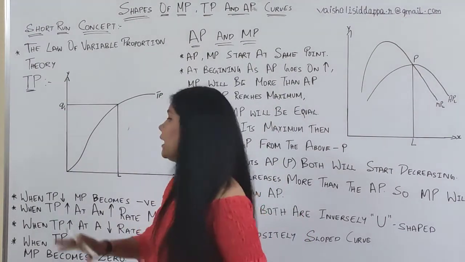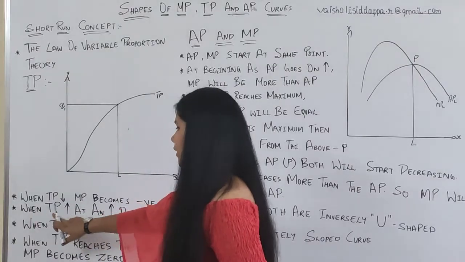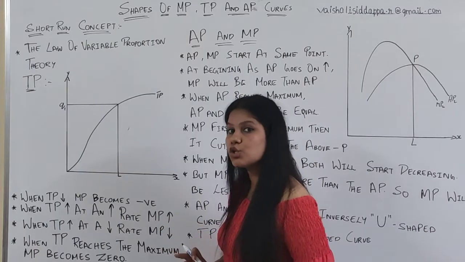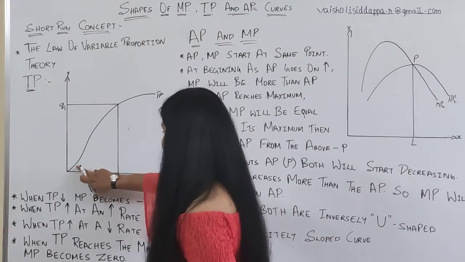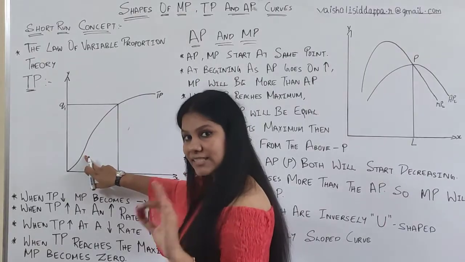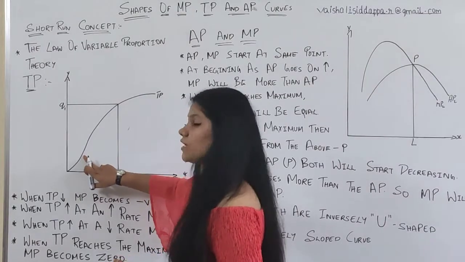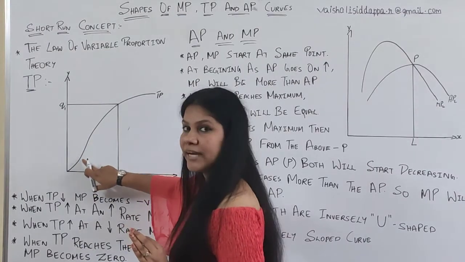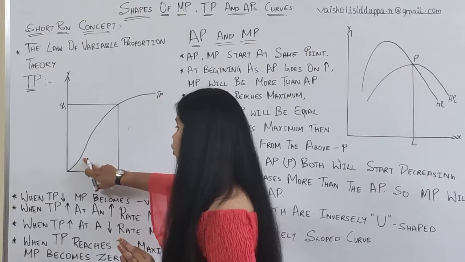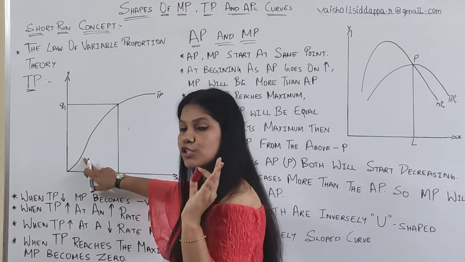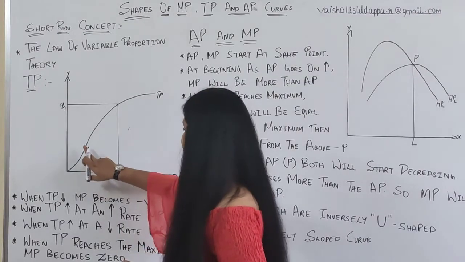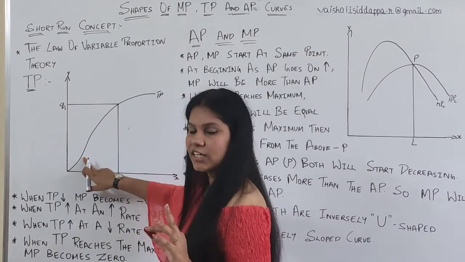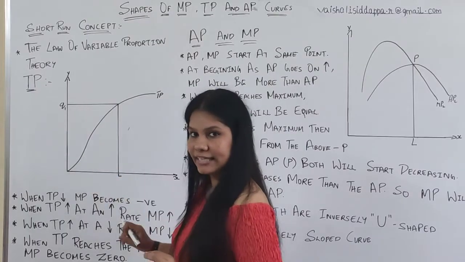Let's talk about the first one. When TP increases at an increasing rate, MP will also increase. That means TP is increasing faster and faster, so the slope is steeper here. In this stage, marginal product is also going to increase. So this is the first stage, where TP is increasing at an increasing rate, so MP is also increasing.